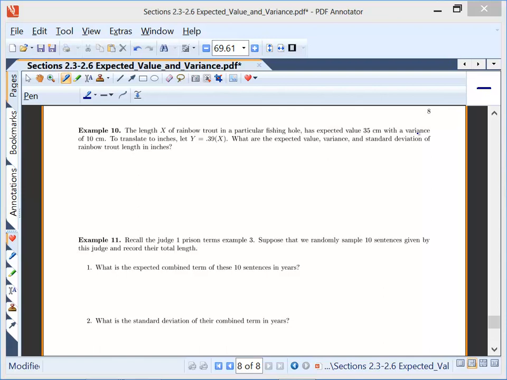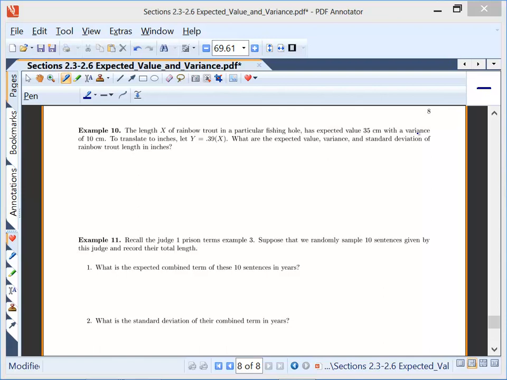So for this example, we have that the length x of rainbow trout in a particular fishing hole has an expected value of 35 centimeters with a variance of 10 centimeters. To translate to inches, let y equal 0.39x. What are the expected value, variance, and standard deviation of the rainbow trout length in inches?